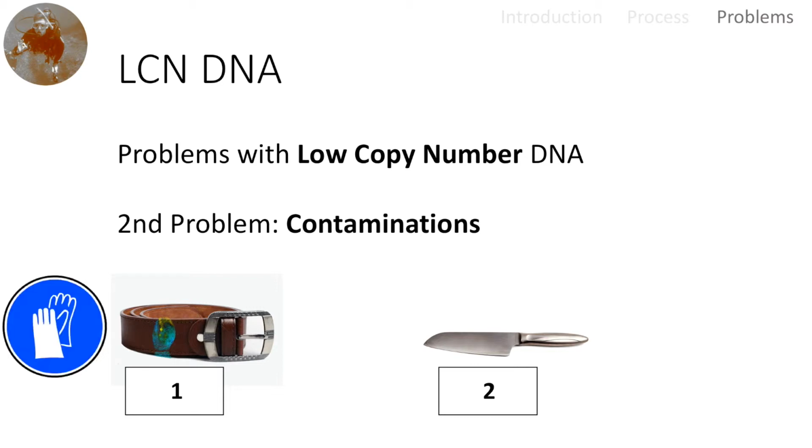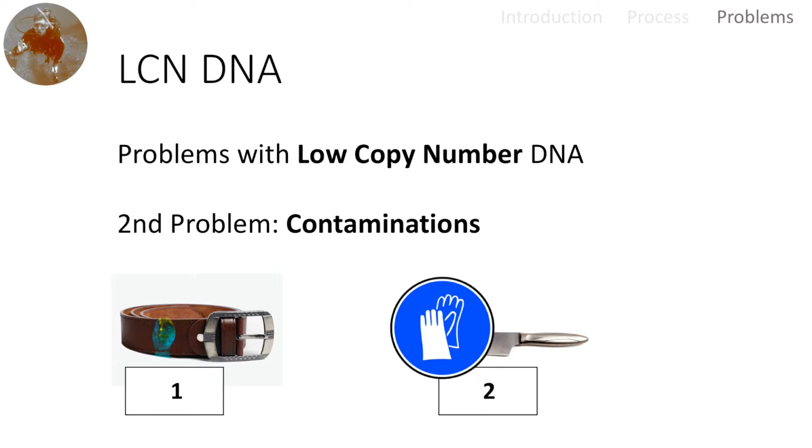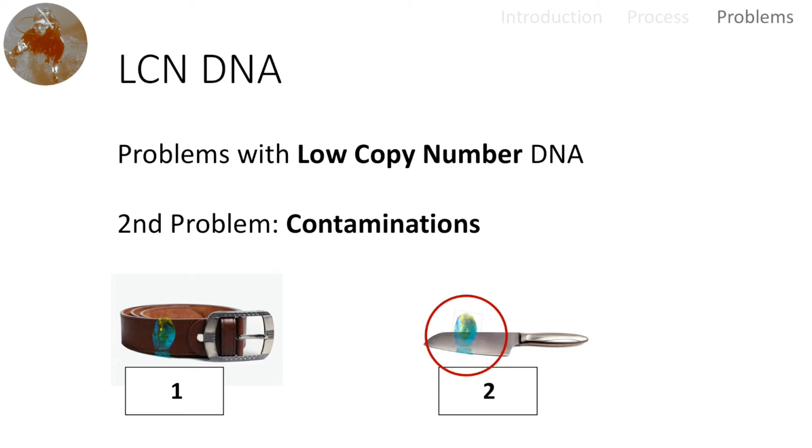So now the scientific police, of course, they wear gloves and they touch the belt and put it away, seal it, and then they go for the knife. But if they don't change their gloves, they will touch the knife as well. And by touching the belt before, the gloves can still contain some small amounts of skin cells, for example, and transfer them to the knife.